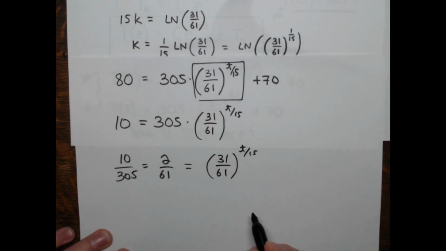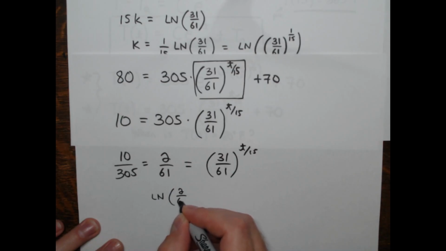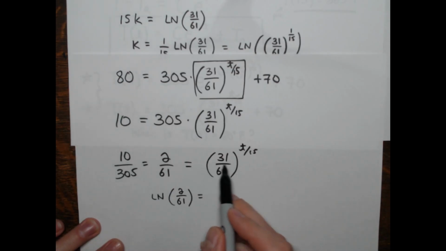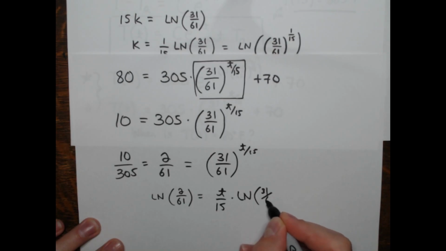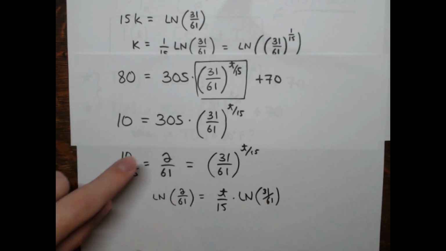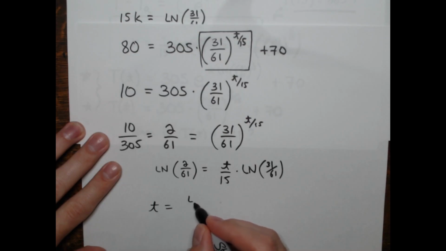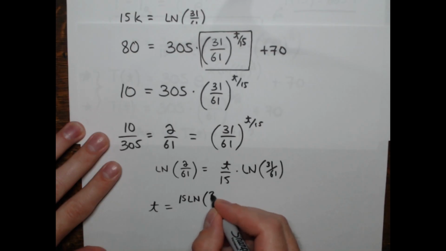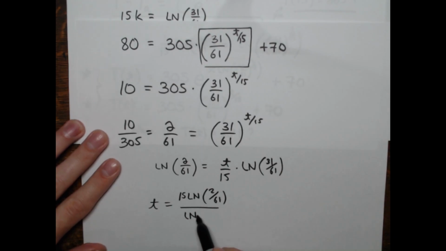Do the natural log of both sides, right? So natural log of 2/61 equals, and when I do the natural log of this side, I can pull the power out. This will be T over 15 times the natural log of 31/61, and then multiply by the reciprocal of this, multiply by 15 over the natural log of 31/61. So T is 15 times the natural log of 2/61, divided by the natural log of 31/61.